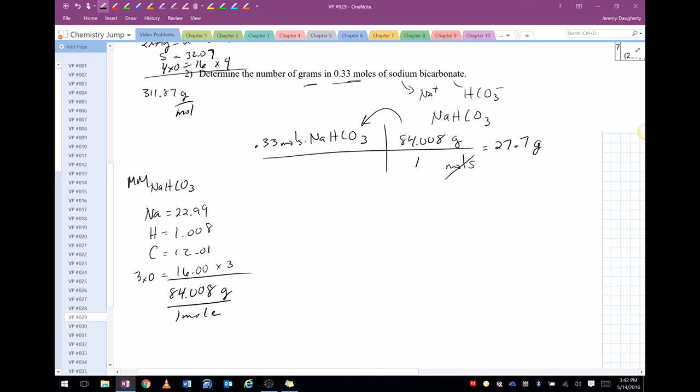Moles cancel out. Notice sodium bicarbonate doesn't matter, so I got to write that. Grams of sodium bicarbonate. Okay? Grams to moles, moles to grams. There you go.